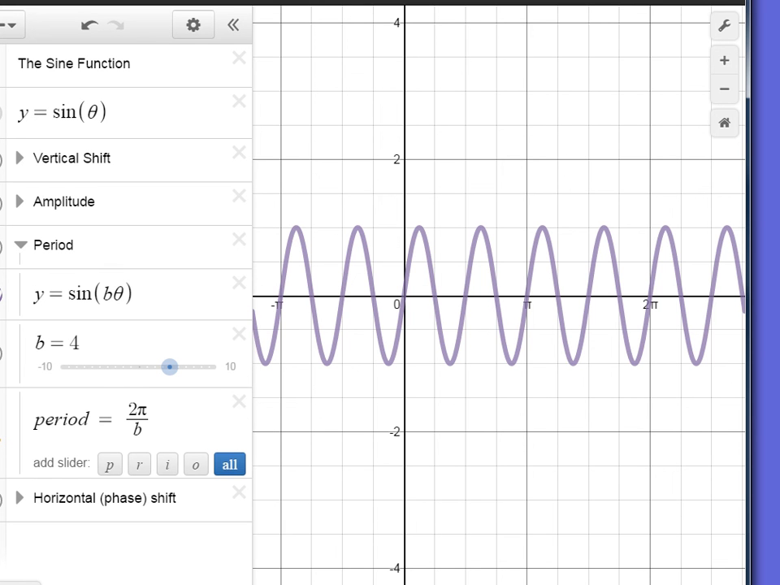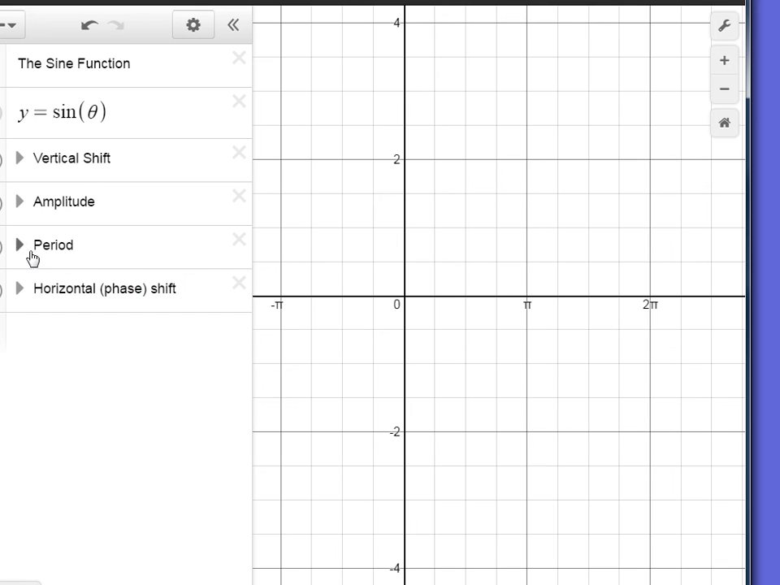Now there's one last thing. To me, the vertical shift and the amplitude and the period are several things that are very important for you to know about sine and cosine functions, and they're also relatively simple. The horizontal phase shift is a little bit trickier, but I'll at least introduce you to the concept.